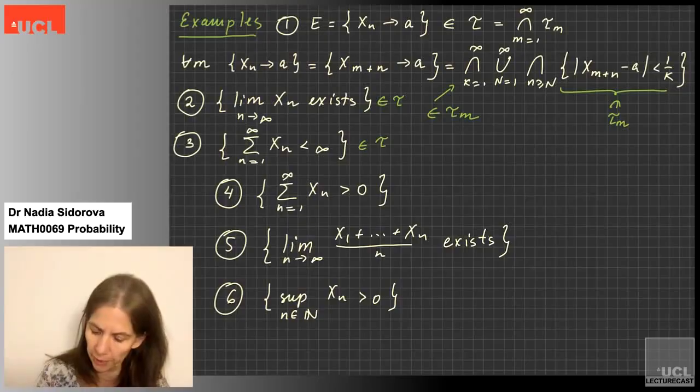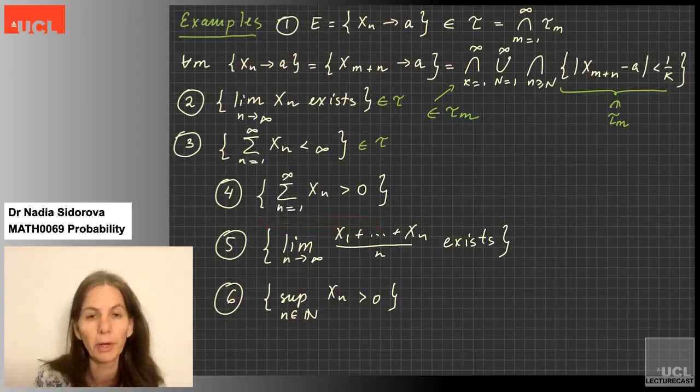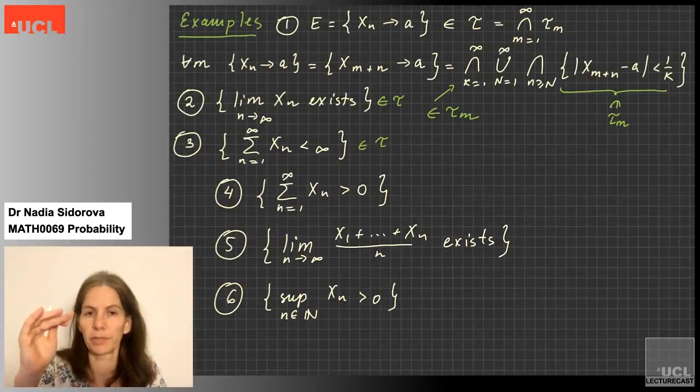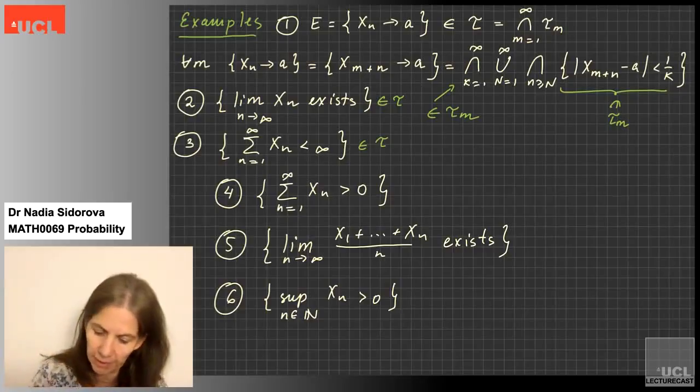However, if we look now at part 4, we don't only want convergence, we want the sum to have a certain property. And the sum is influenced by any terms, right? Maybe I have a huge term, number 1, right, which pushes everything to the positive. So this event is not a tail event.